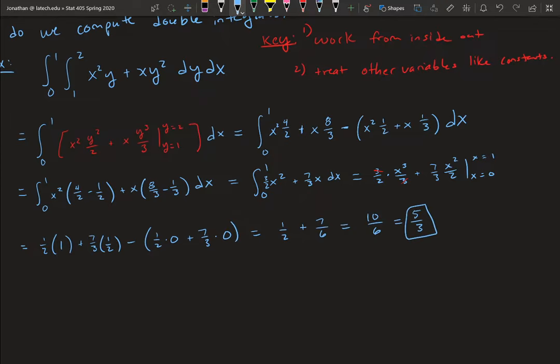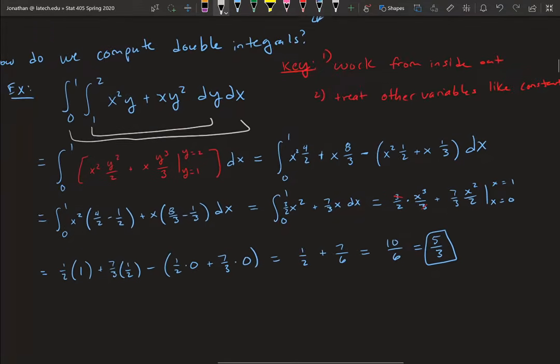So this is what we call an iterated double integral, because we're iterating through the variables. We do the variable on the inside first. That was this y variable, with dy, and then we do the outer variable, which is x, based on the fact that we have a dx right there. So we work from the inside out.